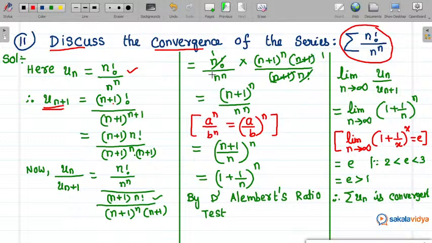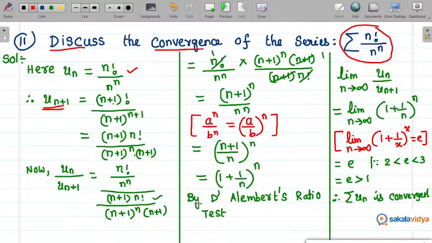N factorial got cancelled. We have n plus 1 whole to the power of n by n to the power of n. As we have a to the power of n by b to the power of n is equal to a by b whole to the power of n, this we can write n plus 1 by n whole to the power of n. So this can be simplified. N by n is 1, plus 1 by n whole to the power of n.